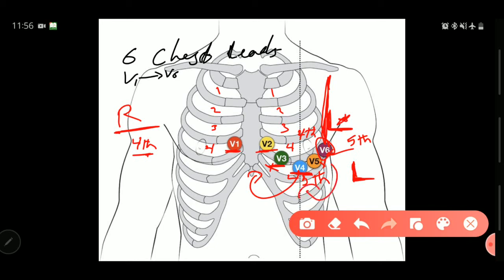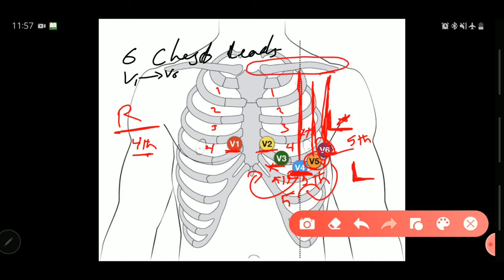Now go to V number 5. V number 5, you put it between V number 4 and V number 6. You put V number 5 exactly on the anterior axillary line. That is the anterior axillary line. Okay, the thing that we didn't say is that V number 4, we put it at the 5th intercostal space, exactly on the mid clavicular line. That is the mid clavicular line. This is the clavicle.